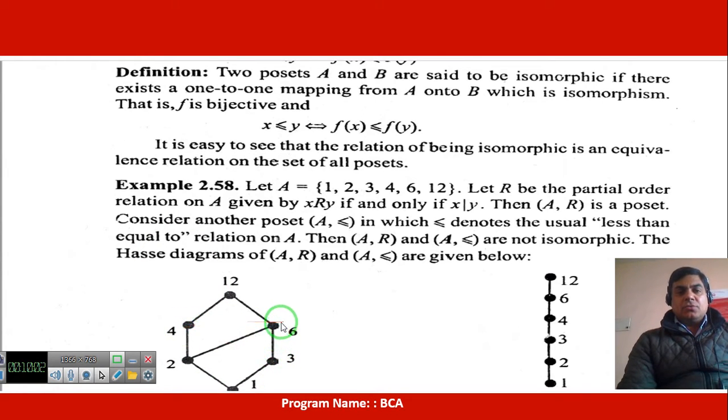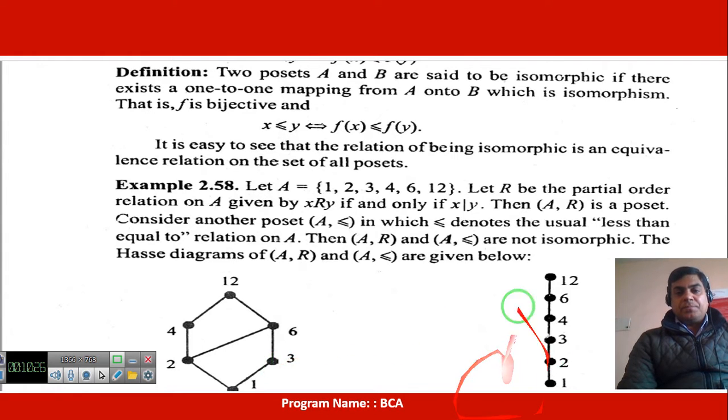4 and 6 both can be divided to 12, so 12 should be up and 4 and 6 should be down. But there is no relation between 2 and 3. 2 cannot be divided to 3, 3 cannot be divided to 2, 4 cannot be divided to 6, 6 cannot be divided to 4. So in that case 4 and 6, 2 and 3 are not comparable. They are not related with each other with any relation.